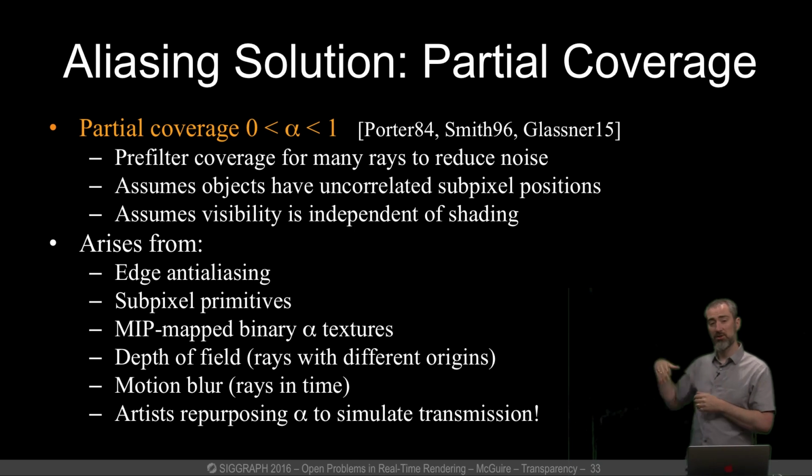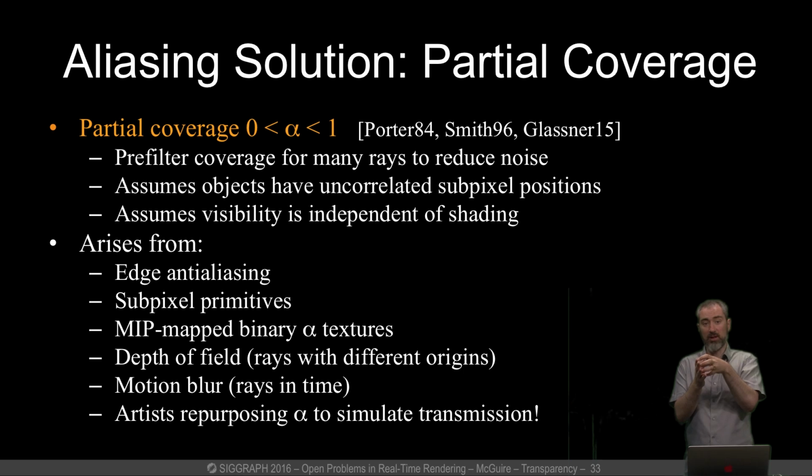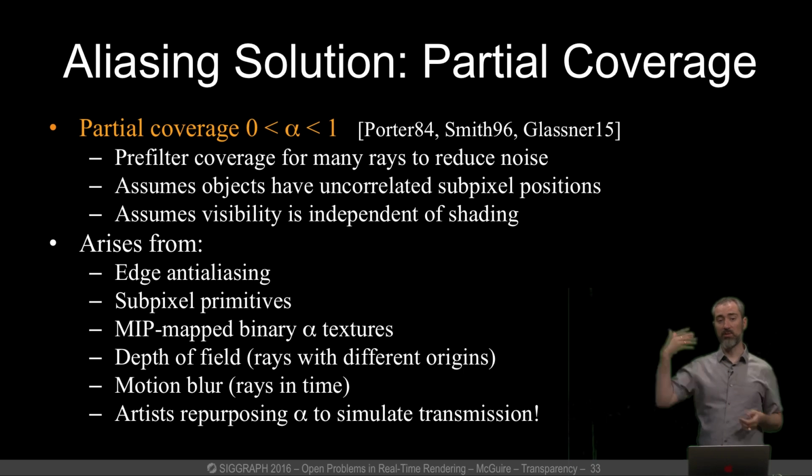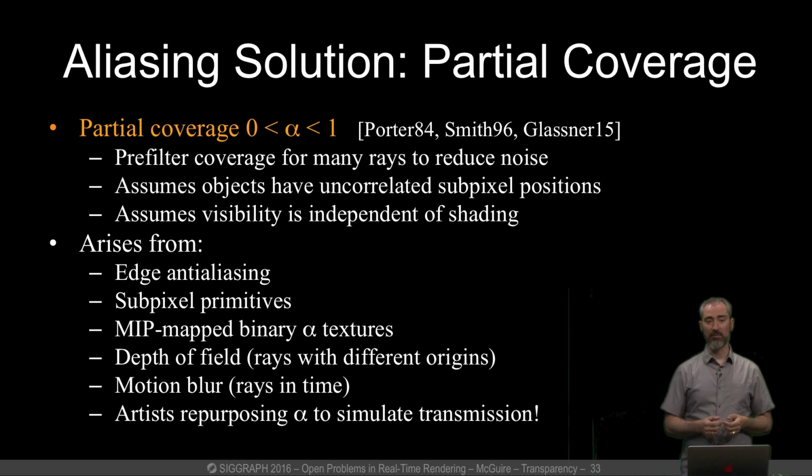There are many causes of partial coverage. The classic one is just edge anti-aliasing. The primitive is actually covering half a pixel. Of course, the primitive might be itself less than a pixel wide. We have textures that are representing fine geometry that we're going to represent by just an image, and those have alpha channels. The alpha channel would naturally be binary, so if we have a tree leaf, it's cut out in the shape of the leaf, and every texel is either on the leaf or off, but when we compute mipmaps, we get partial alpha from that.